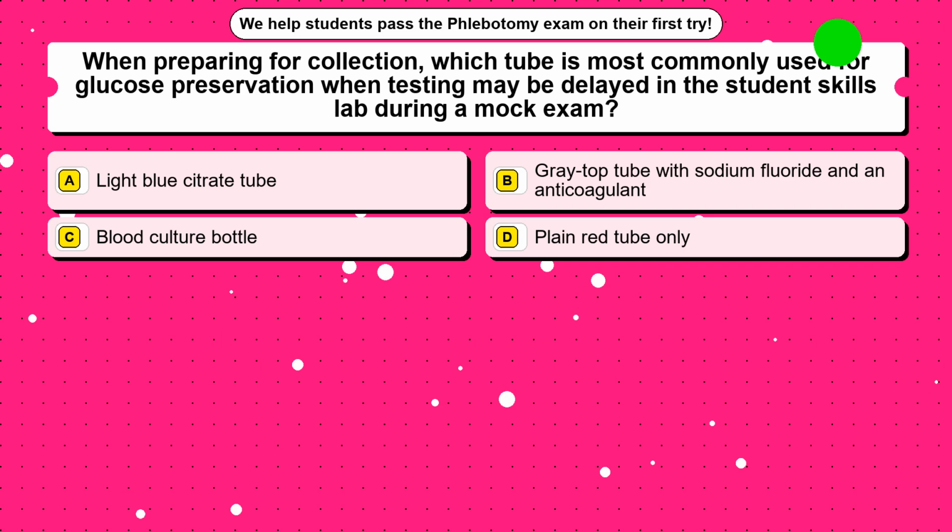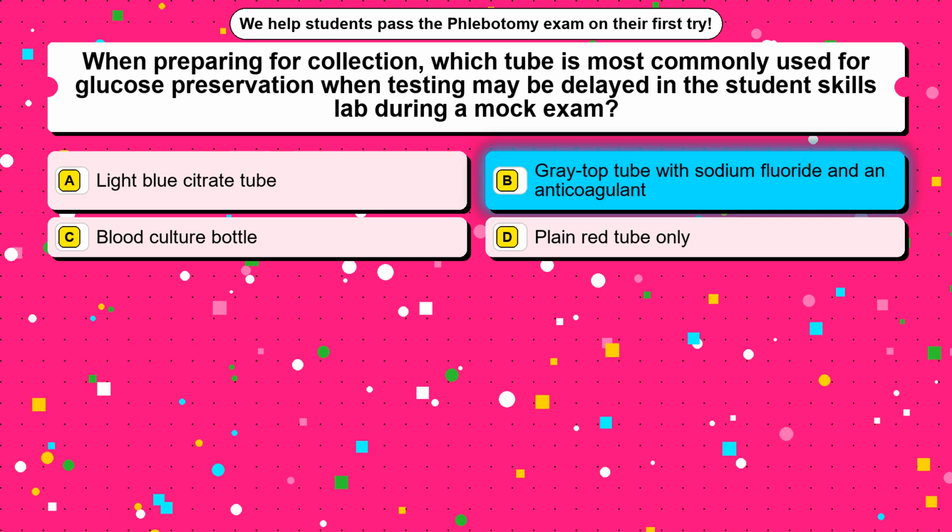Question 49. When preparing for collection, which tube is most commonly used for glucose preservation when testing may be delayed in the student skills lab during a mock exam? Option A, light blue citrate tube. Option B, gray top tube with sodium fluoride and an anticoagulant. Option C, blood culture bottle. Option D, plain red tube only. The correct answer is option B.